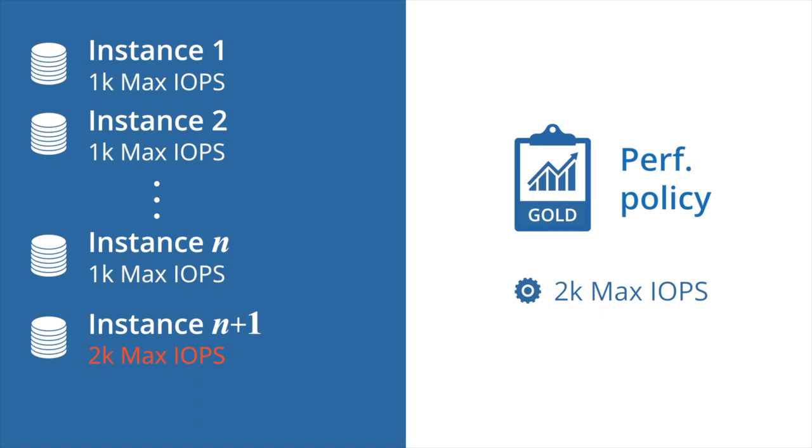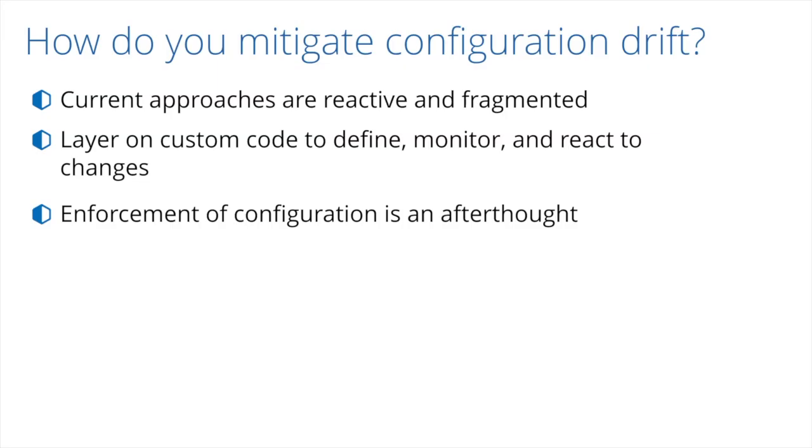Most approaches to dealing with configuration drift are reactive and fragmented. By necessity, what you end up doing is writing extra layers of your own custom code, like automation scripts, to define, monitor, and react to changes. This is the only way to do it if the underlying software does not natively enforce configuration. It's basically an afterthought that's left to you.